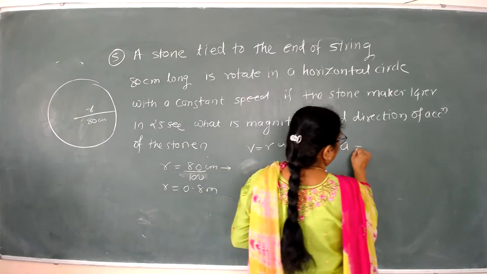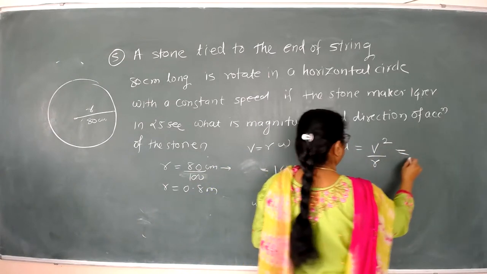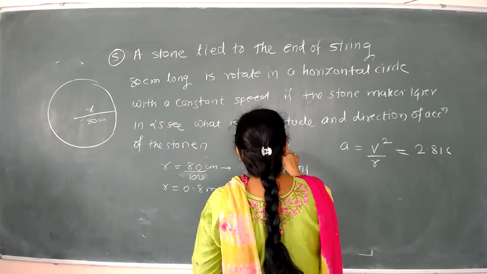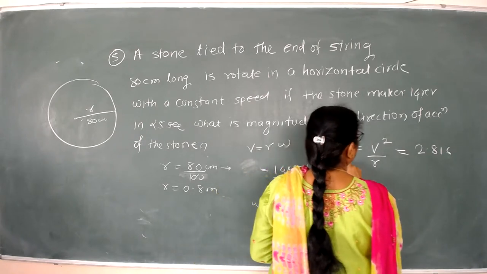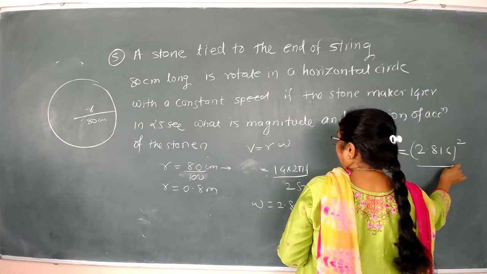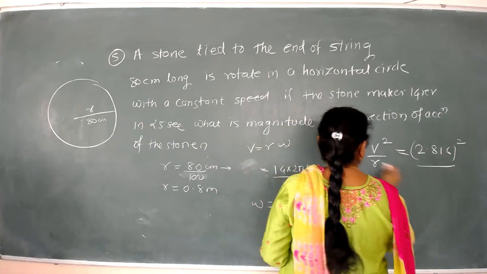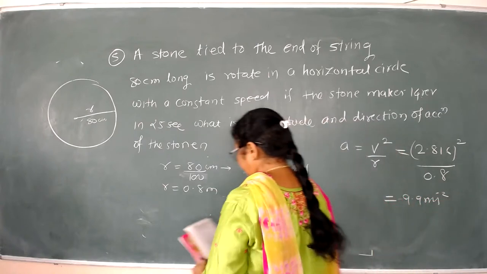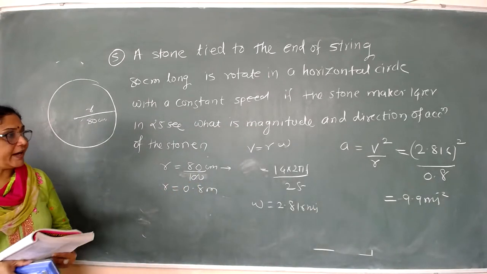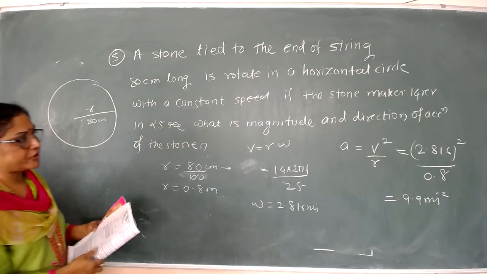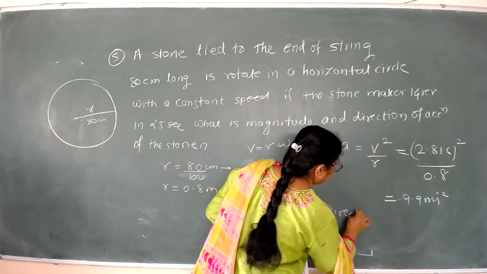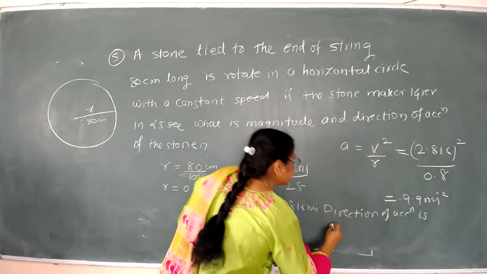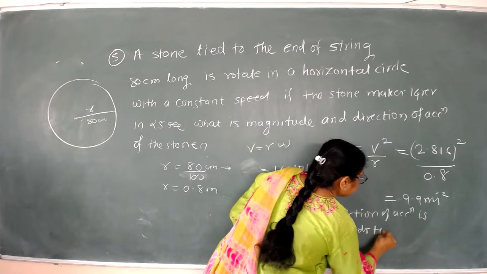Therefore, acceleration a is equal to v square divided by R. V is equal to 2.816; otherwise v is equal to R omega, or omega is equal to v by R. Calculate this value. a is equal to 2.816 square divided by R, where R is 0.8. This acceleration is equal to 9.9 meter per second square. So in this form we have got the acceleration, equal to 9.9, and the direction of acceleration is towards the center.